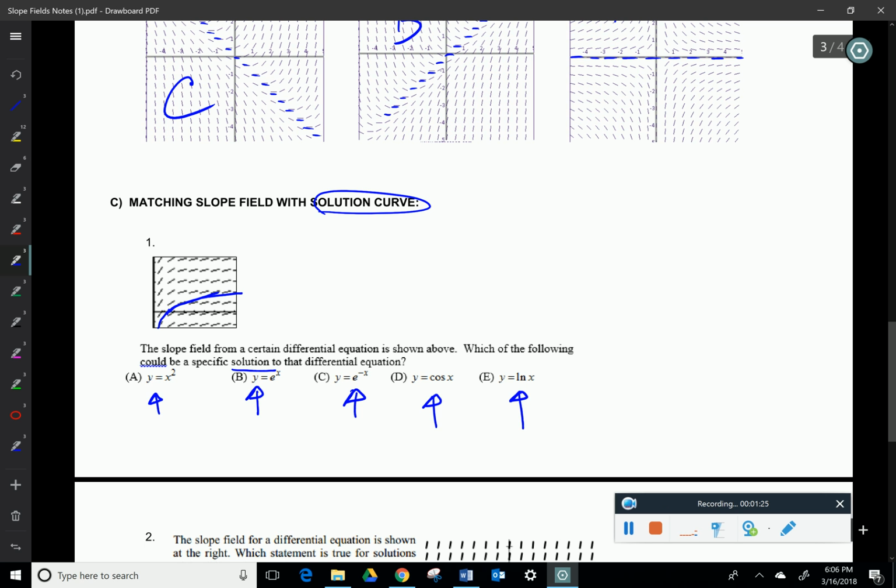I mean, it obviously doesn't look like a parabola, which would be x squared. It's obviously not an exponential function, right, where it's going like this, or e to the negative x, exponential going this direction. It's obviously not a cosine graph. So the only option here is that it would be a natural log graph.